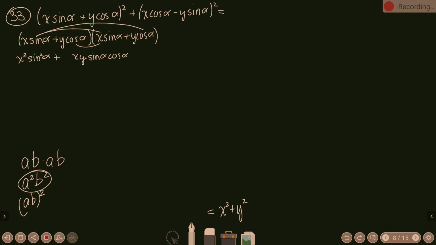x times y is xy. Cosine alpha times sine alpha is another sine cosine. So what happens here? We have what? We have 2. And then lastly, y cosine alpha times y cosine alpha, y squared cosine squared alpha. That's the first piece. And now we say plus the second piece. And again, it's not that you have to show the setup for FOIL. I just thought it was easier to teach that way.